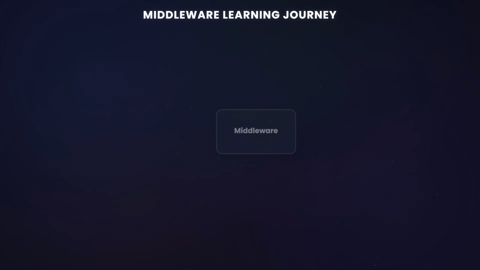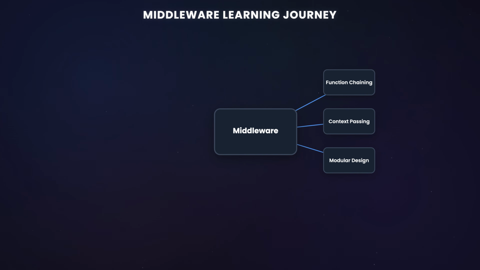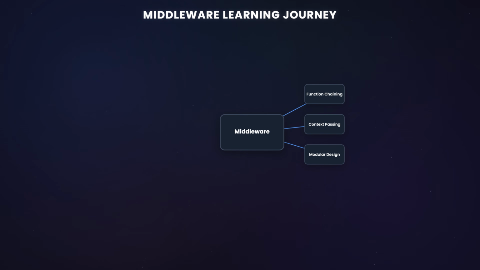So, today we built a working middleware framework from scratch. You gain deep understanding of function chaining, context passing, and modular design. These skills apply everywhere: Express, Koa, serverless architectures. This knowledge makes you an architect who understands the mechanics, letting you debug effectively, design better systems, and contribute to open source.